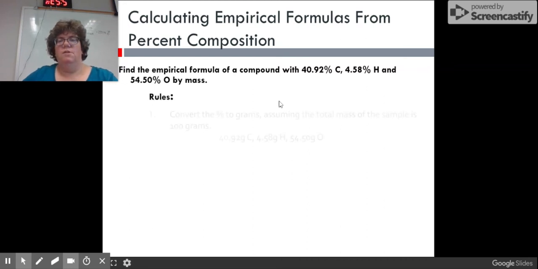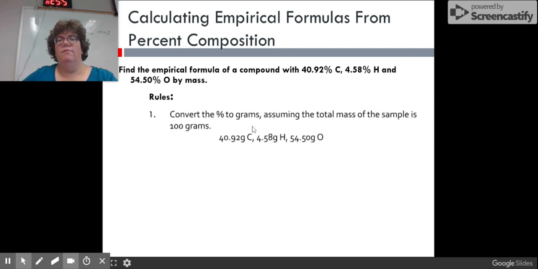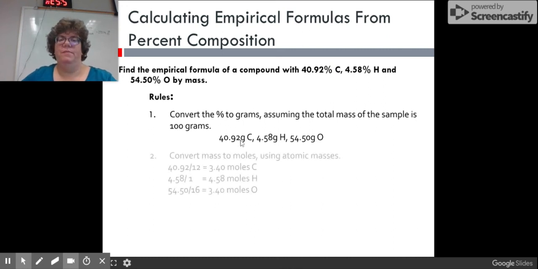So here are the steps to doing this. 1, we convert the percent to grams. So we just take it and change it. Get rid of the percent, make it grams. So I have 40.92 grams of carbon from the percent, 4.58 grams of hydrogen, and 54.5 grams of oxygen. That just makes it easier to work with when we do our problem. So just remove the percent, change it to grams. That's step 1, super easy.